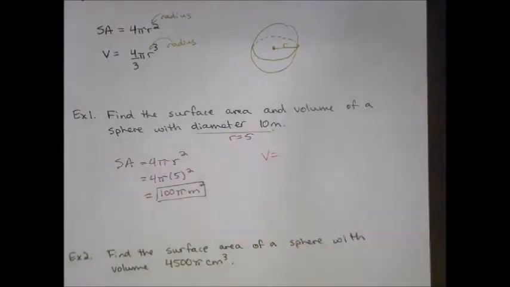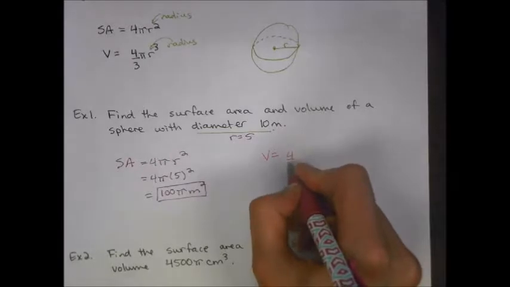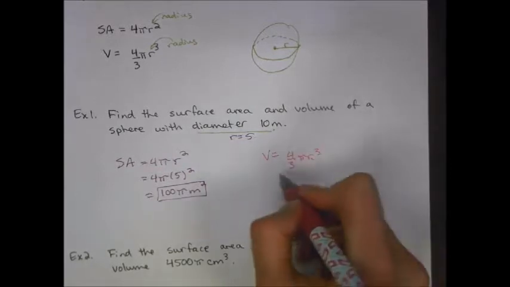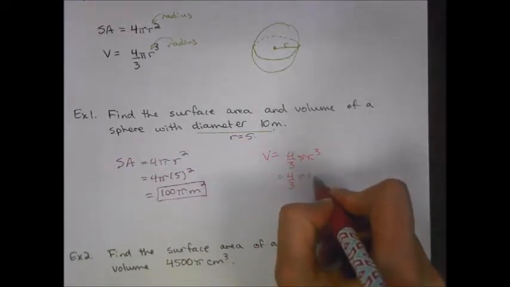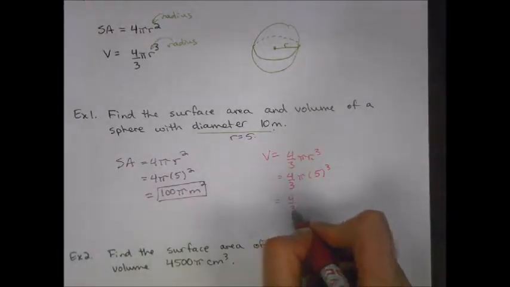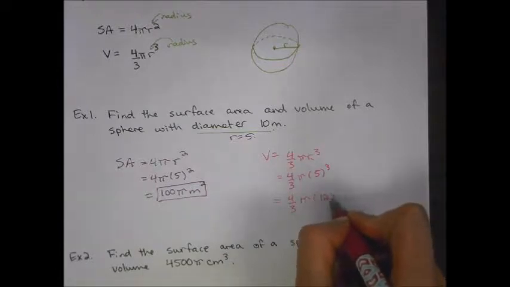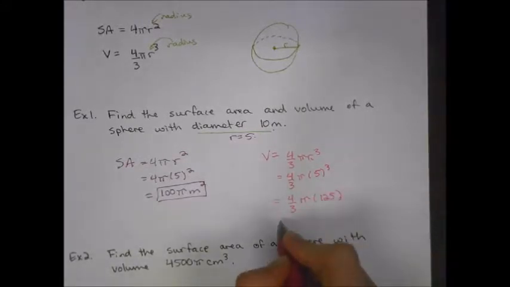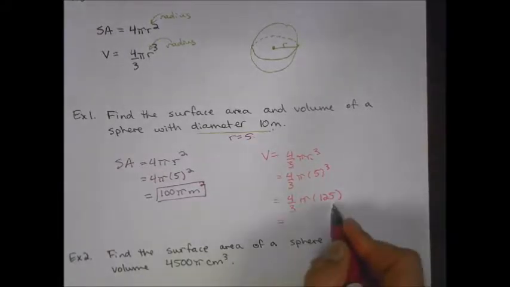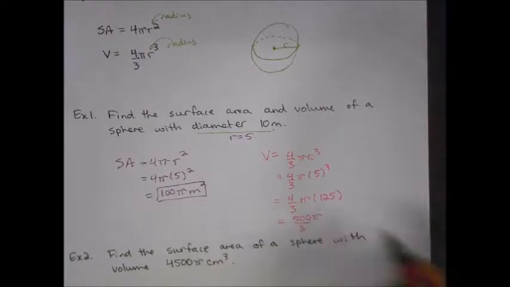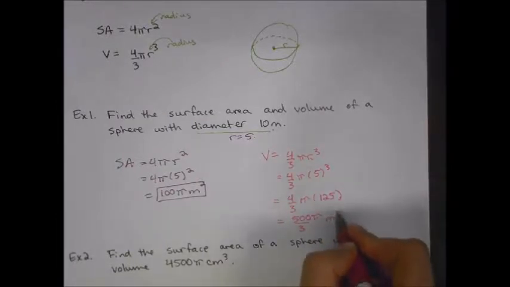For volume, let's write the formula down. Again, I need my radius. My radius is 5. So that's 4 over 3 pi times 125. Now, if I'm leaving this in terms of pi, 3 does not go into 125. 4 times 125 is 500, so this is 500 over 3 pi meters to the third.